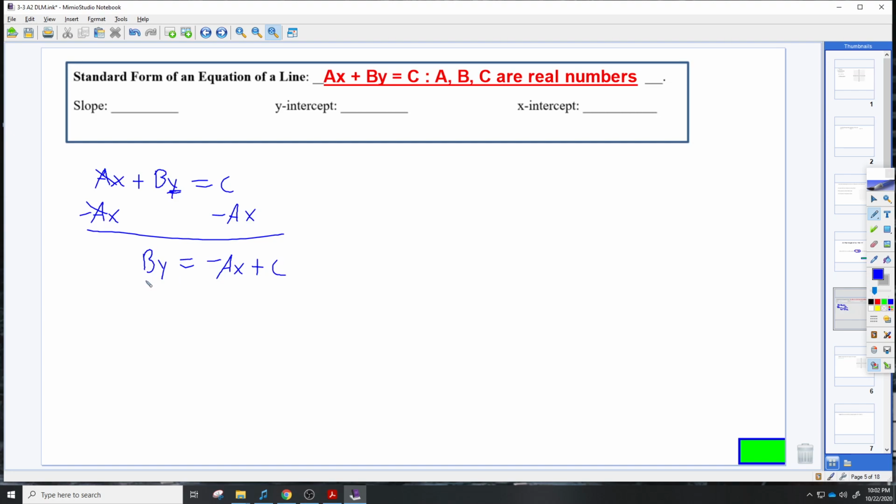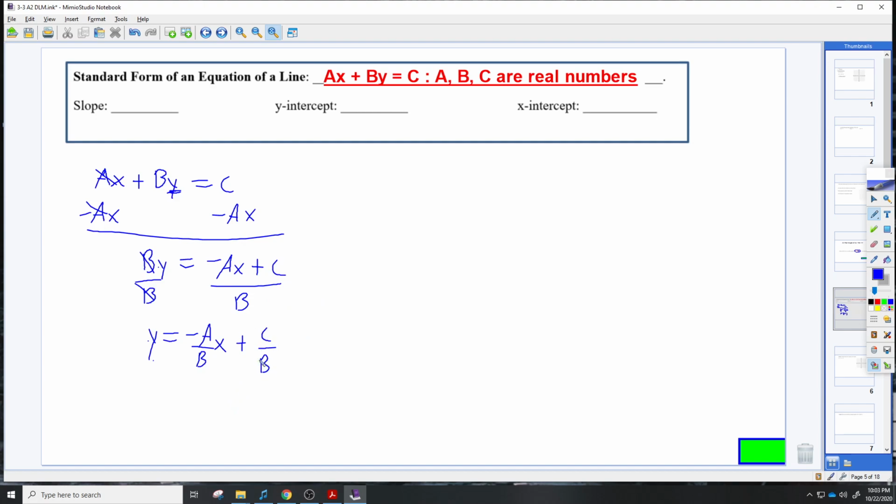And the last thing we have to do is divide both sides by b. We have multiplication here, so we have to divide. What happens? They cancel out. Now we have y by itself, and we have to simplify this a little bit. B is going to go into the negative a, and it's going to go into the c. So how do we write that? We just split it into two different fractions. So we're going to have negative a over b with our x beside it, plus c divided by b.